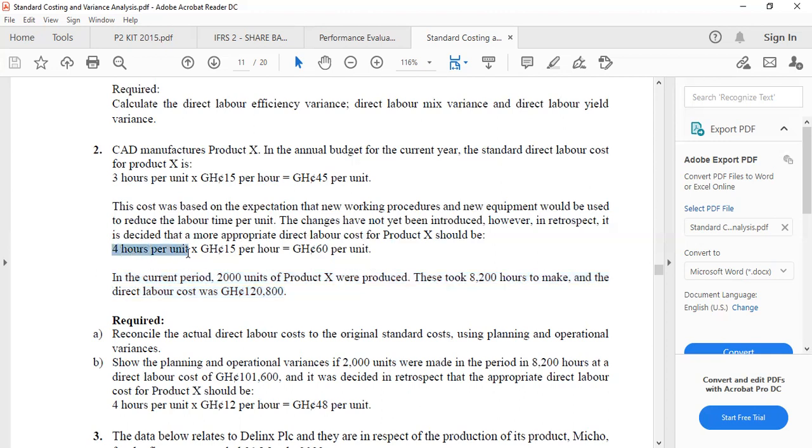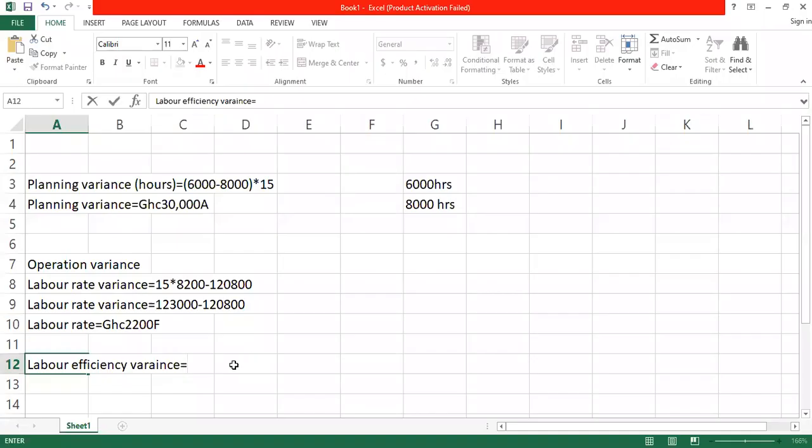If you count to operational level, the revised budget becomes the standard. So 4 hours times the actual units produced will be 8,000. That's the hours we have to use to produce this based on our standard. So the standard is 8,000. But what was the actual hours used or worked? 8,200. What is our standard rate?